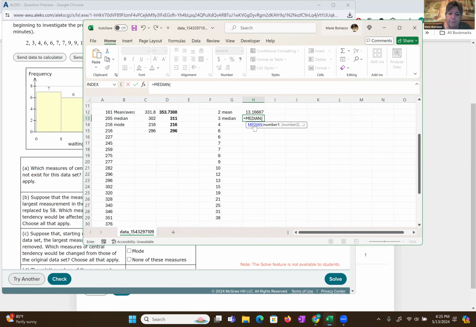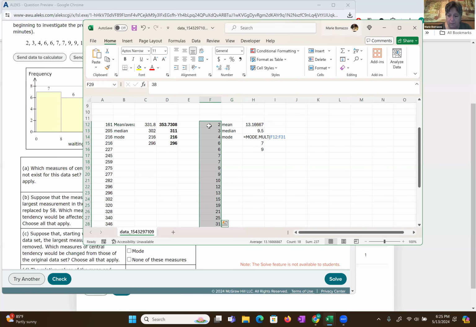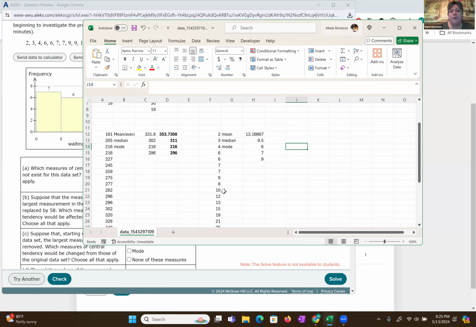You double click it, highlight it, hold it, and that's 9.5. And the next thing we need is equals mode. So equals mode, and I want multiple modes. Enter. And it looks like you have quite a few. All right, let's see what most we have. It looks like we have a 6, a 7, a 9. And I think that's it. So 6, 7, 9.